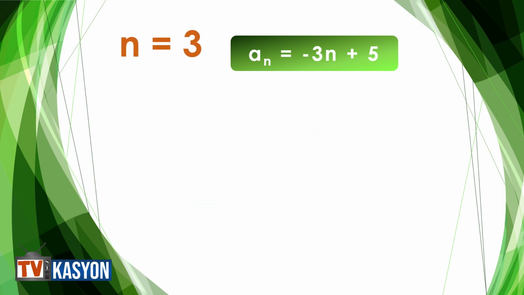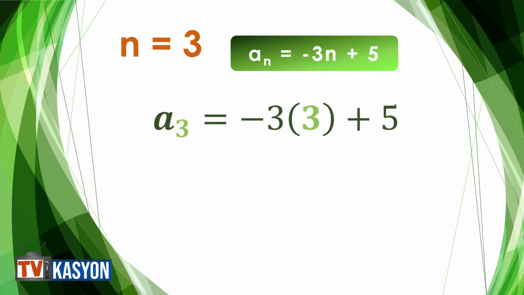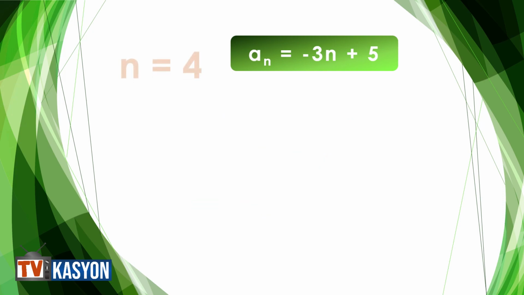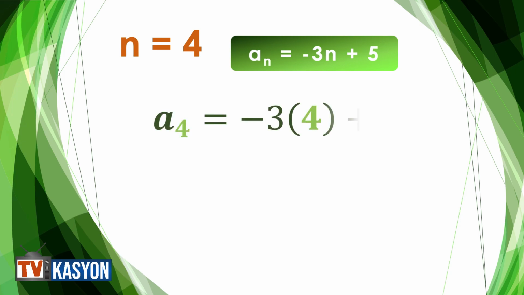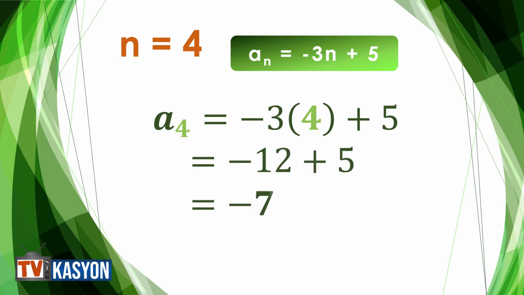For the third term, where n is equal to 3, we write a sub 3 equals negative 3 times 3 plus 5. Negative 3 times 3 equals negative 9 plus 5, negative 4. For the fourth term, where n is equal to 4, we write a sub 4 equals negative 3 times 4 plus 5. Negative 3 times 4 is negative 12. Plus 5, we have negative 7.